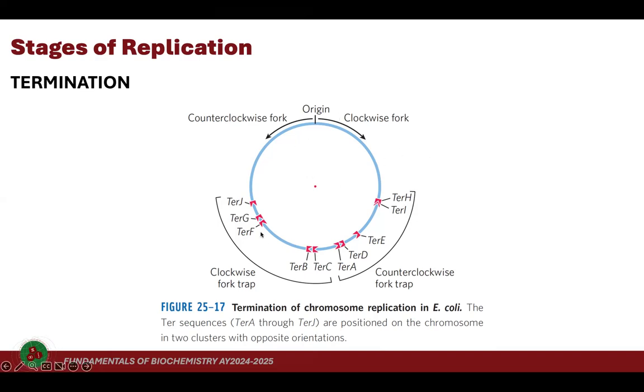But once at least one of your replication forks encounters a termination sequence, both replication forks will stop. So if either one of your replication forks encounters a termination sequence, termination stops. The other replication fork will also stop.